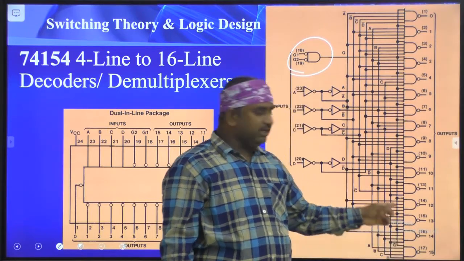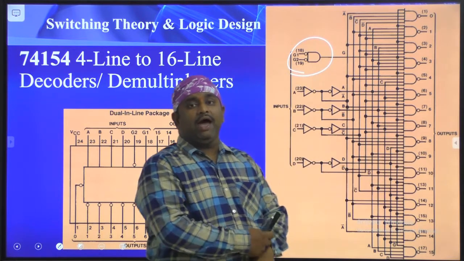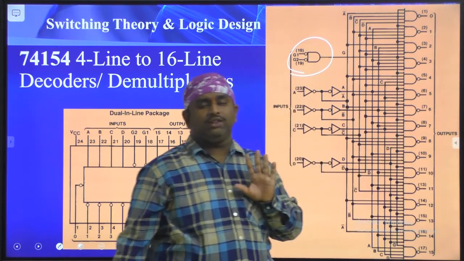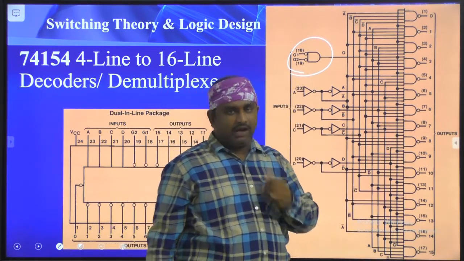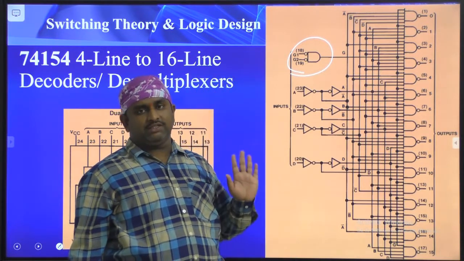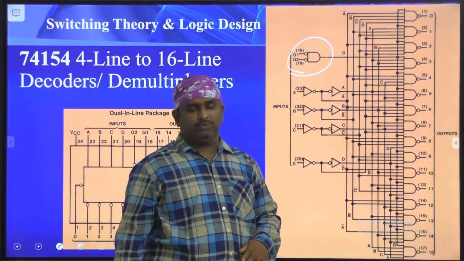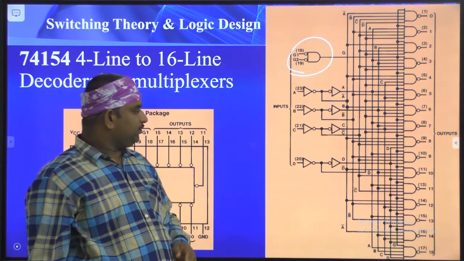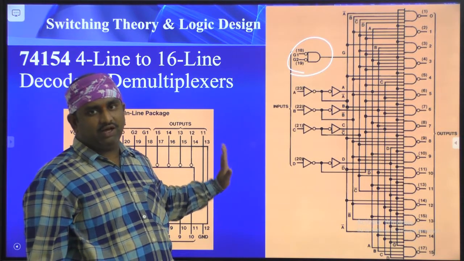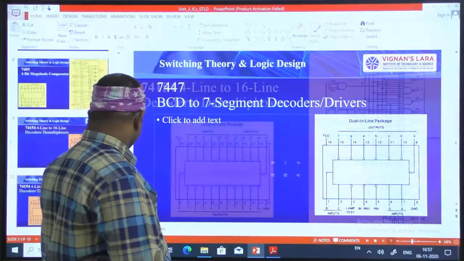See here, these are active low outputs. After the AND gate you have a bubble, so you will get active low output signals. For each NAND gate we have 5 inputs. Of the 5 inputs, 4 are the normal A, B, C, D inputs and the 5th one is the enable signal. It is controlled from the G1 and G2 expressions. So this is the total description and the details of the ICs, and now coming to these functionalities.